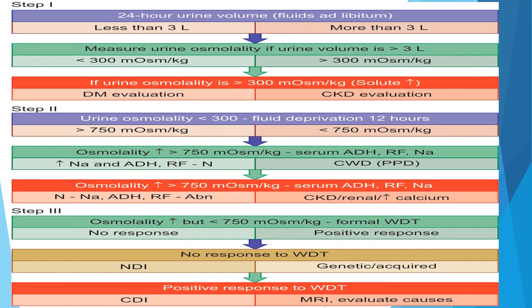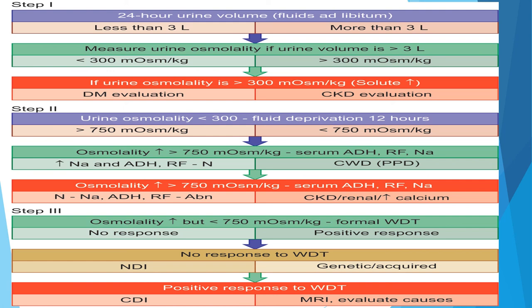So, to easily summarize by table, first, when a patient comes with a complaint of polyuria, we should quantify or determine the 24-hour urine volume. And if it is less than 3 liters or less than 40 ml per kg per day, it's not a case of polyuria. And if it is more than 3 liters or more than 40 ml per kg per day, we should do urine osmolarity first. If urine osmolarity is more than 300 millimoles per kg, it is either diabetes mellitus or CKD. And if urine osmolarity is less than 300, it is either diabetes insipidus or primary polydipsia. So we should do fluid deprivation.